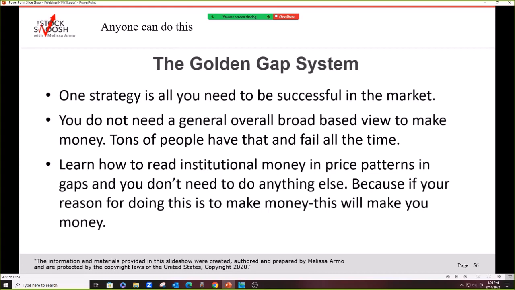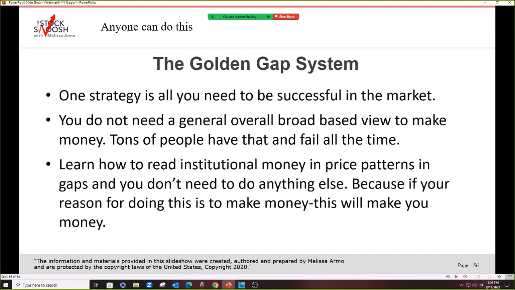Again, getting back to what I was saying, this is based on technical analysis, not fundamentals, because we don't always have them match up. HD could have a fabulous earnings report tomorrow, and yet it could gap down and fall off a cliff, and we may short it, and it may work. So you can't look at the fundamentals. Learn how to read institutional money and price patterns and gaps, because gaps tell you so much information. I prep in the morning in the pre-market to decide what I'm doing, and that's when I make all the decisions. So I don't have to rush.